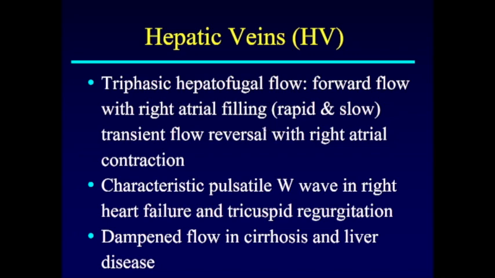The hepatic veins demonstrate a triphasic hepatofugal flow pattern. There is forward flow with right atrial filling, and there's a rapid and a slow phase of this right atrial filling, and then there's transient reversal of flow when the right atrium contracts. In patients who have right heart failure or tricuspid regurgitation, you can see a very pulsatile hepatic venous pattern like I already showed you, and this has been termed the W waveform. Conversely, if the patient has intrinsic liver disease or cirrhosis, the flow within the hepatic veins will be dampened due to the increased peripheral resistance.